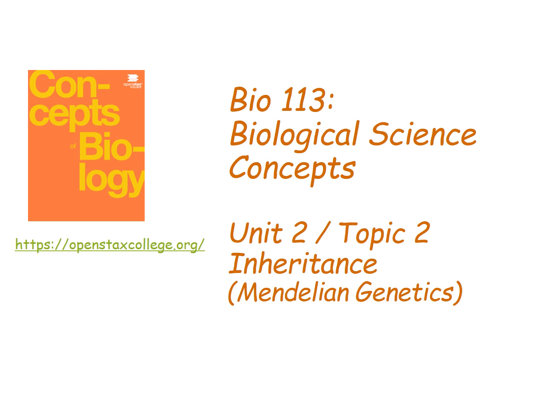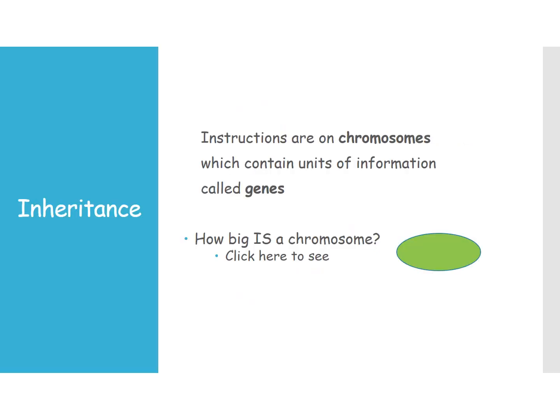The next part of Unit 2, we're going to look at inheritance. Inheritance is the passing on of specific traits from parents to offspring. The instructions on how to manufacture these traits are found on chromosomes. Chromosomes consist of individual units of information called genes.